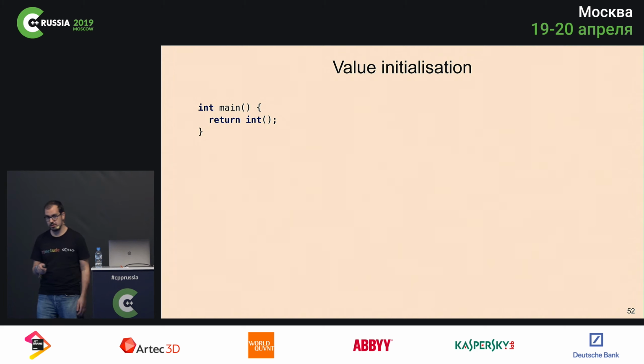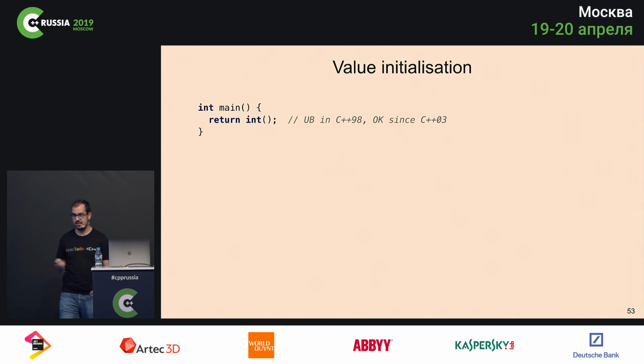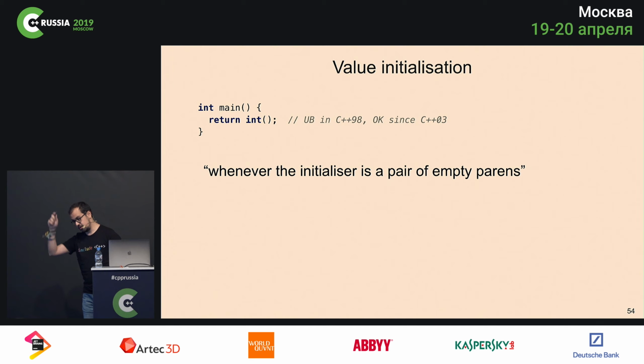Actually, what does this program do? Yeah, you know. Someone else? Returns zero, exactly. So in C++98, this is undefined behavior, because this would be default initialized. Then you access it, that's undefined. In C++03, paren paren is value initialization whenever you just get a pair of empty parens, and that's going to do zero initialization. So that's actually OK. That's going to just return zero.